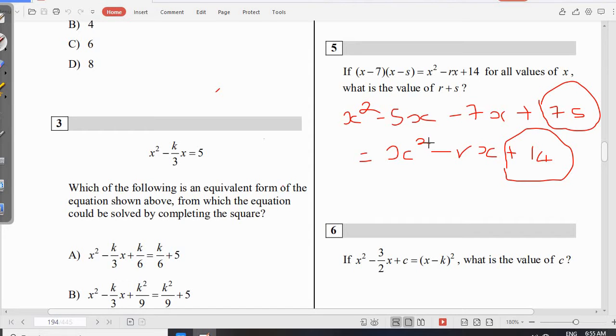Okay, so we have 7s equal to 14. If 7s is equal to 14, that means s is equal to 2. So we have gotten s equal to 2. Now let's look at another one: x squared minus sx minus 7x. Now let's factorize that. We've gotten s equal to 2. We're coming to that.